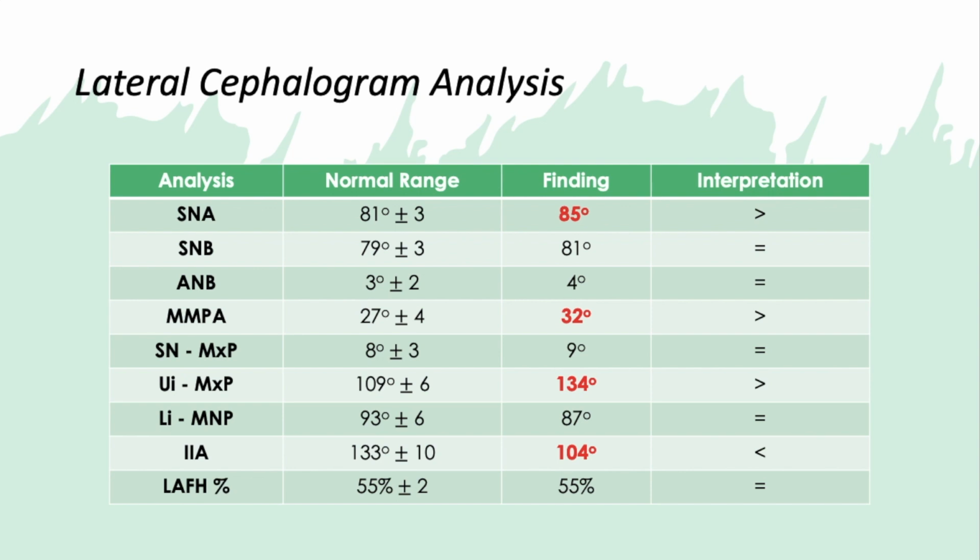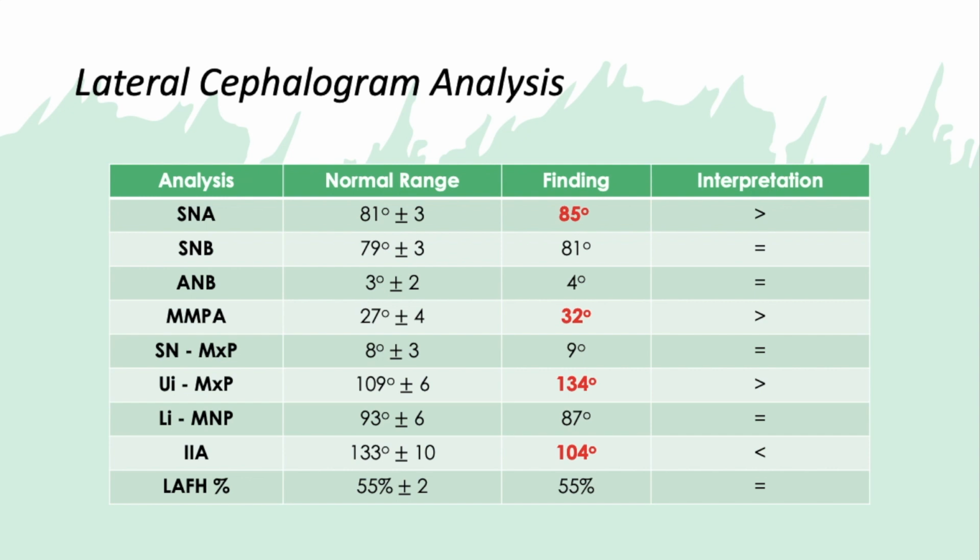SN-MxP for this patient is 9 degrees, which is within the normal range. Upper incisor maxillary plane angle is 134 degrees, which is greater than the normal range. This indicates that the patient has very proclined upper incisors. While the lower incisor mandibular plane angle is 87 degrees, which falls in the normal range. Her interincisor angle is 104 degrees, which is lower than the normal limit. This is mainly caused by the proclined upper incisors and the normal inclination of the lower incisors.